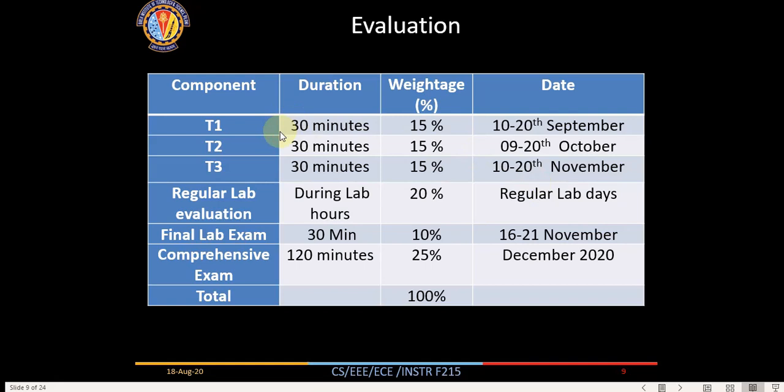There are going to be three tests, T1, T2, T3. Each will be of 30 minutes duration and 30 marks. The total marks is 200, so you can multiply the weightage given by 2. T1, T2, T3 will be in Google Forms or something like that.